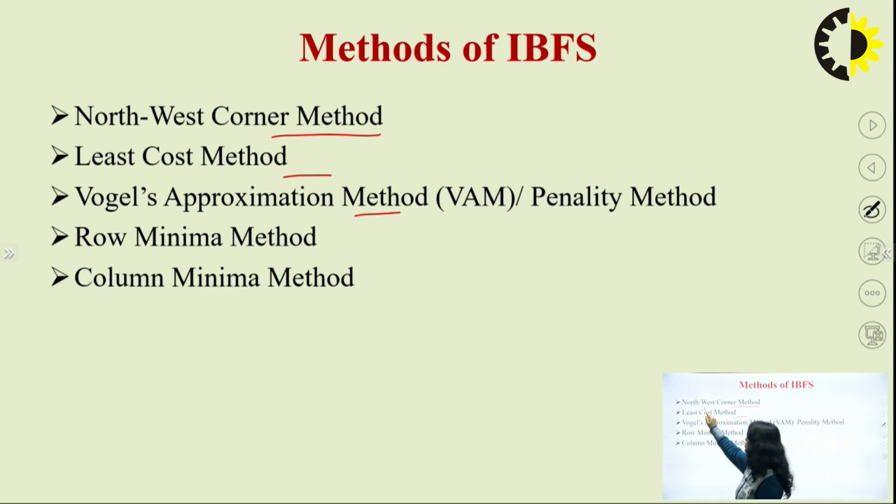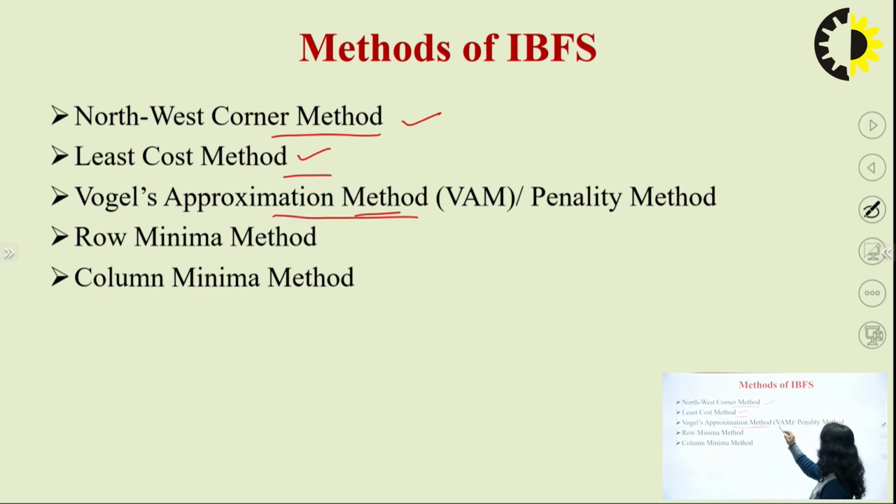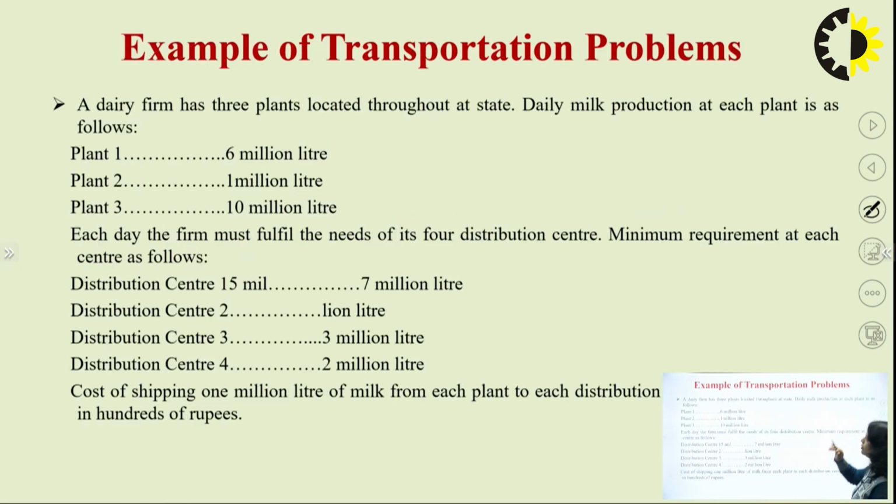First one is the northwest corner method. The second one is the least cost method. The third one is Vogel's approximation method, which is known as the VAM method also, and it is also known as the penalty method. Then we have the row minima method and the column minima method. So, these are the different techniques which we will discuss in coming slides.